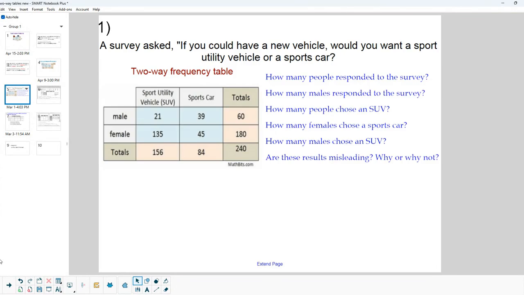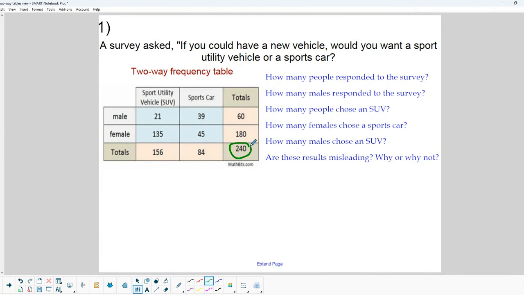So let's look at this particular two-way table and answer a few questions here. How many people responded to the survey? Well, we mentioned that this number down in the corner represents that one. So 240 people responded to this survey. How many males responded to the survey? Well, if we look in the male category and we go across, we notice that 60 men responded to the survey. That's interesting. How many people chose an SUV?